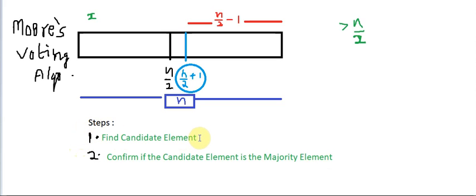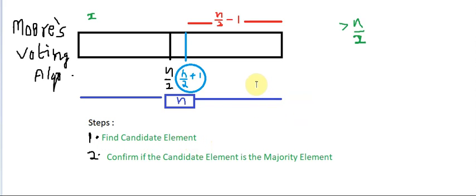The only thing which can get tricky is understanding the logic to find the candidate element. Okay, so finding the candidate element can be a little tricky. If you get this part, then you have understood Moore's voting algorithm. So now let's see how to find the candidate element.